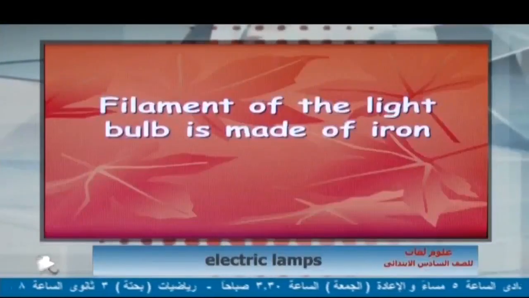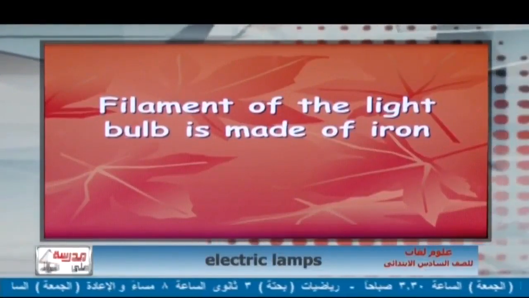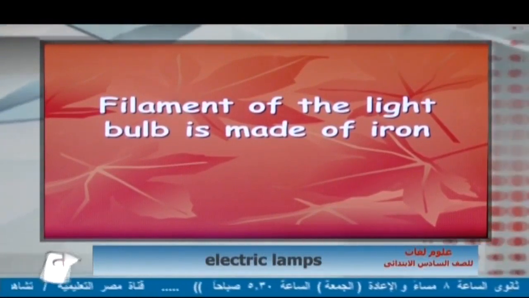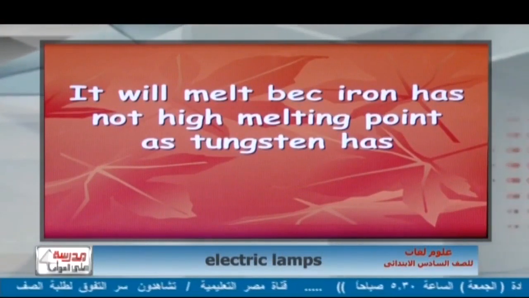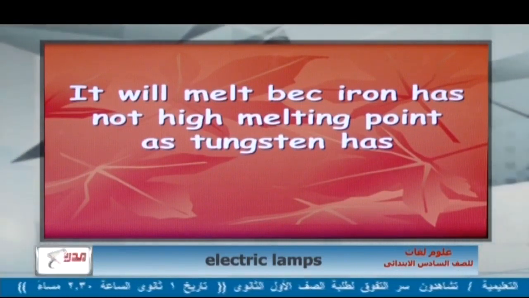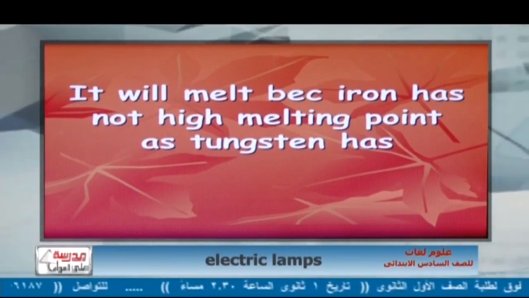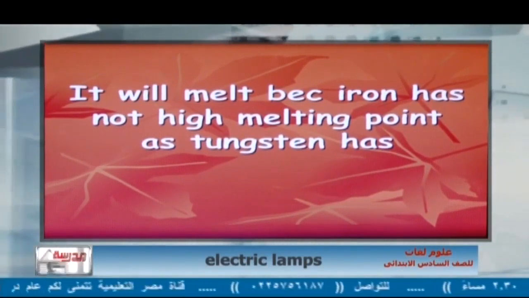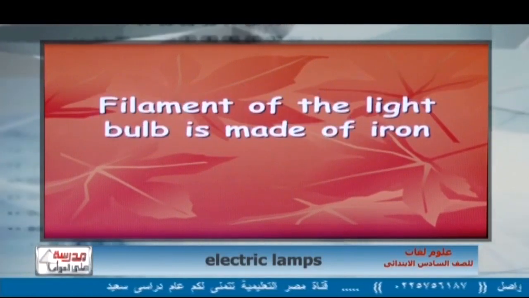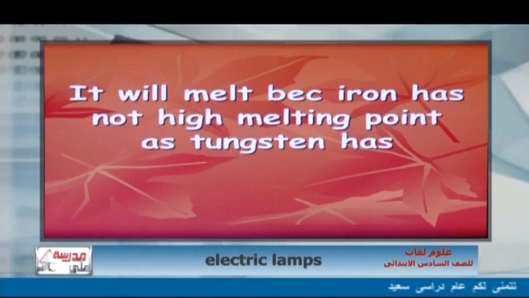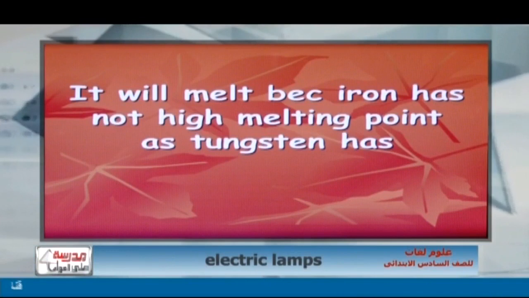The question says again that what happened if the filament of the light bulb is made of iron. اللي يحصل لو عملنا الفيلامنت made out of iron, surely it will melt because iron has not high melting point as tungsten has. الايرون هو معدن كويس على عيننا وعلى راسنا زي ما بيقولوا، لكن هو ما عندوش high melting point درجة انصهار عالية زي التungsten. يبقى what happened if the filament made up of iron? Surely the filament will melt because iron has not high melting point such as tungsten has.